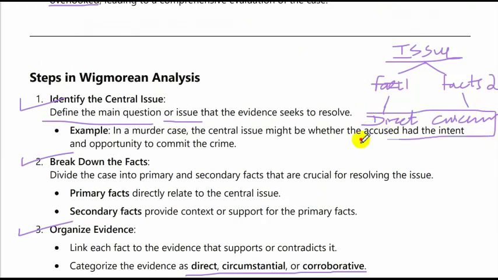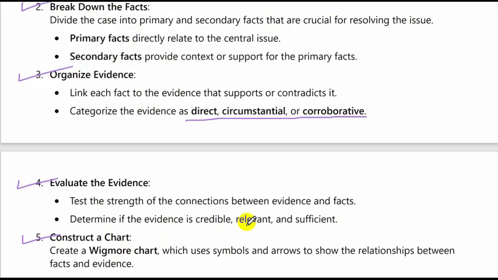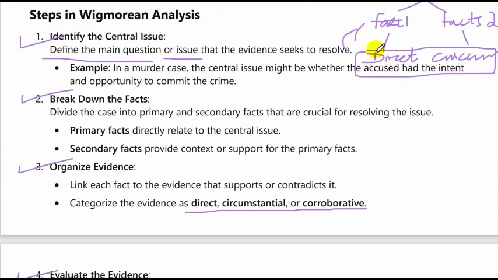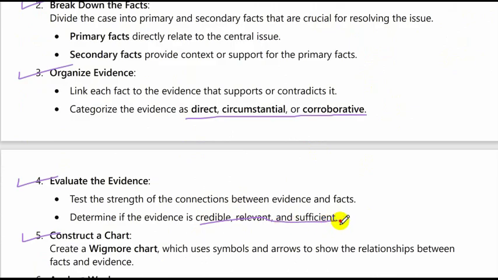So these are all the evidence. What kind of evidences we have, and how powerful or how supportive are the evidence of these facts. We have to check their strength of the evidence, and how it connects these evidence and facts. And we also determine if the evidence is credible, not only the strength of the evidence that is connecting to the fact, but also how credible, relevant, and sufficient are these facts.